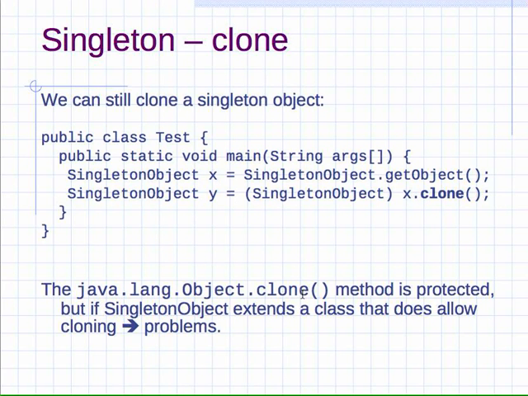Okay, the other thing that you want to worry about is the clone method from Cloneable. So we can still clone a Singleton. That is, we might be able to say in some client class called Test, and let's say you have set up a main method, and we create a Singleton object, and then we say x.clone, whatever this object is, and now we have a complete copy of the Singleton. We don't want that to happen. Remember that the java.lang.Object clone method is protected, but if the Singleton object extends a class that does allow cloning, then it becomes a problem.